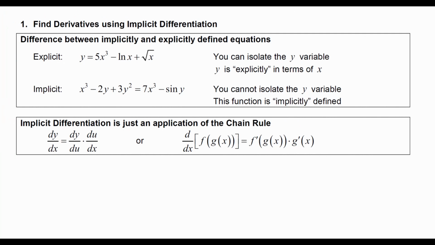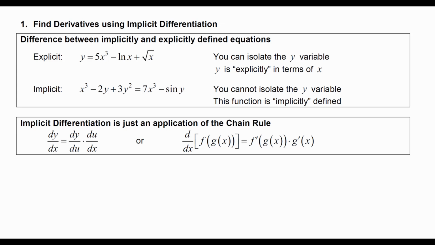So far, we have been taking derivatives of functions that are written in explicit form. But not all functions can be solved for y. Some functions simply cannot be written as y equals. So now, you're going to learn how to take the derivative of functions that are written in implicit form. So let's start finding derivatives using implicit differentiation.